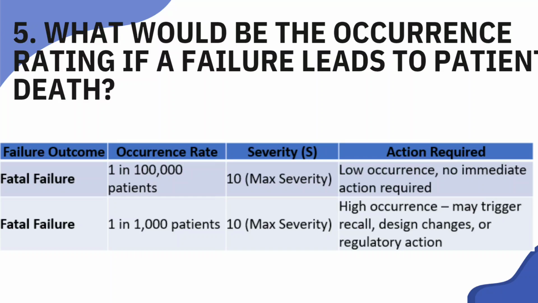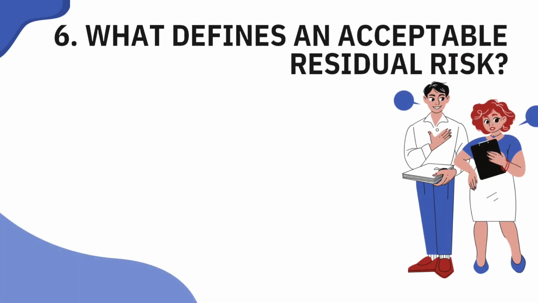That's exactly right. Severity for death is always the highest, but the occurrence rating depends on real-world failure data, not assumptions. What defines an acceptable residual risk?